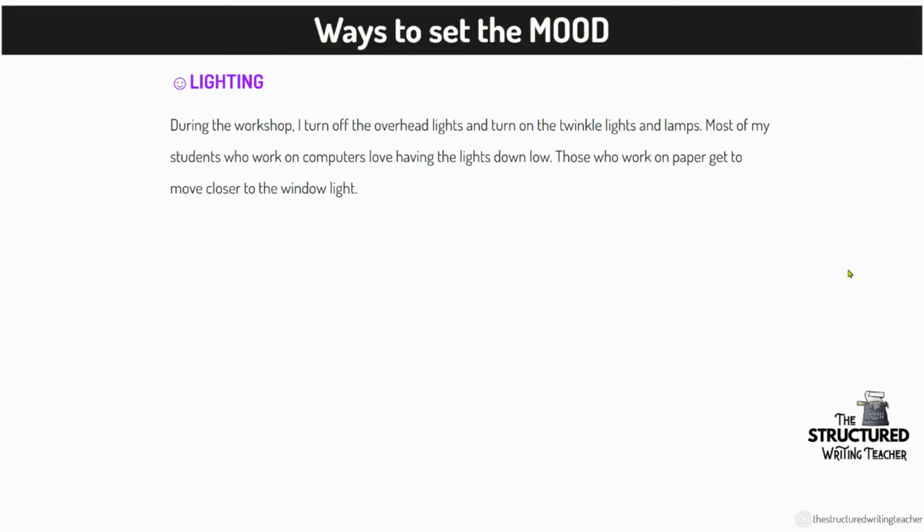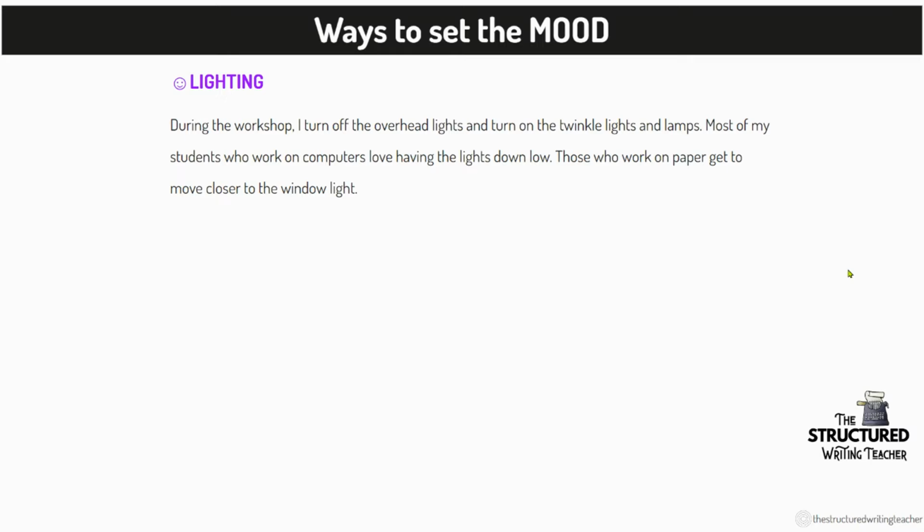So there are 3 things that I do to set the mood when I have Writer's Workshop. The first thing I do is I look at my lighting in the room and I turn off my overhead lights if I can. Turn on the twinkle lights, on my lamps, all that. Those who are working on paper get to go closer to the window if they need to, but my kids who are on computers just love being in that low light. They love that. Another thing you can do if you can't turn off your lights is something that indicates things are a little different. So you could do even a tablecloth with a plant on it or something that shows that things are a little bit different.